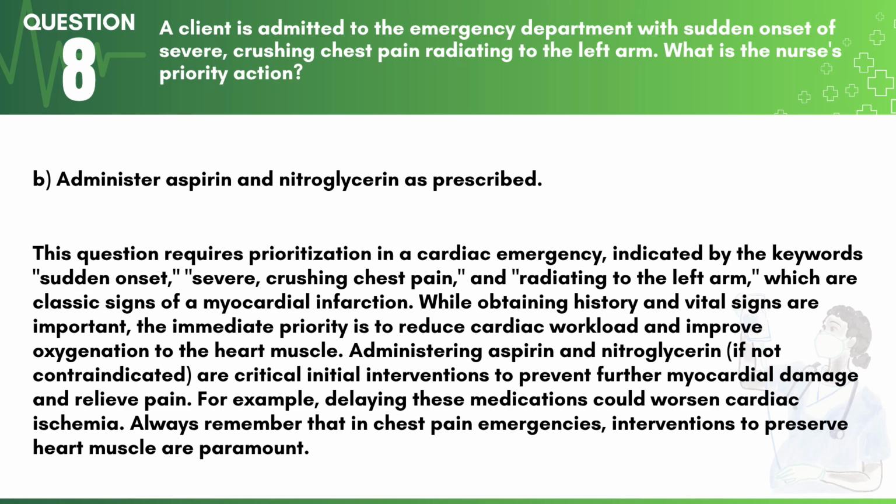Administering aspirin and nitroglycerin, if not contraindicated, are critical initial interventions to prevent further myocardial damage and relieve pain. For example, delaying these medications could worsen cardiac ischemia. Always remember that in chest pain emergencies, interventions to preserve heart muscle are paramount.